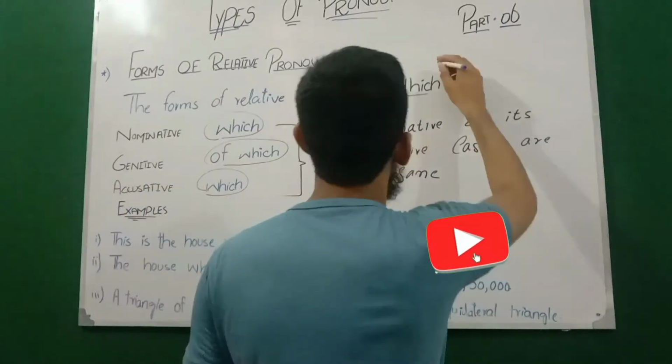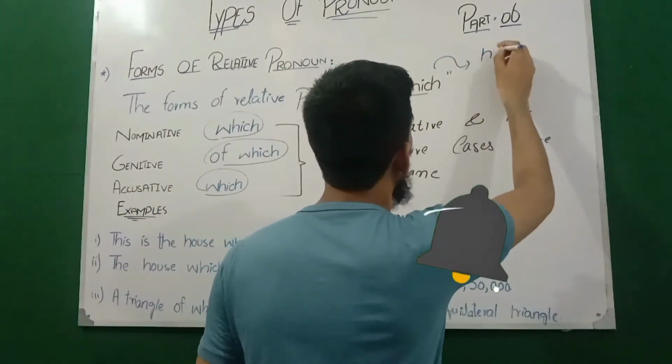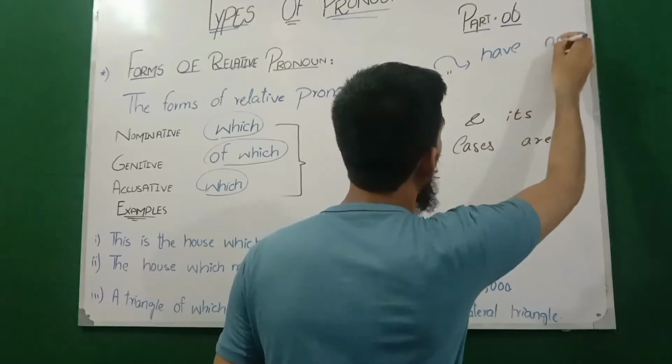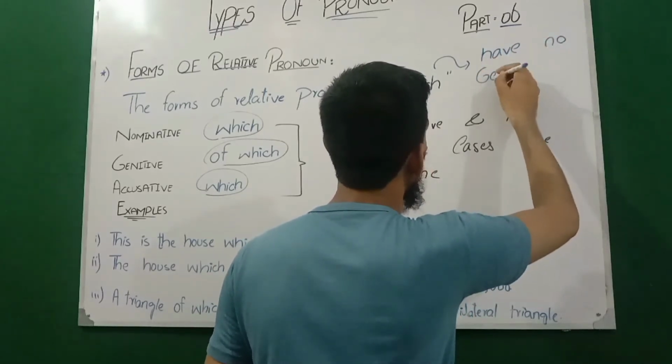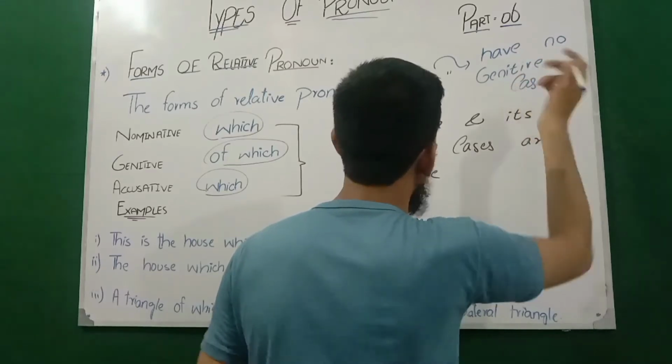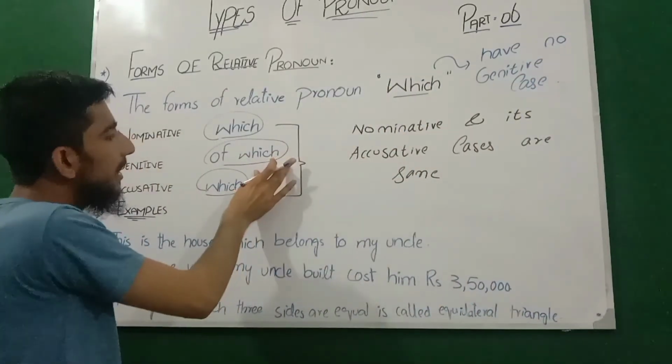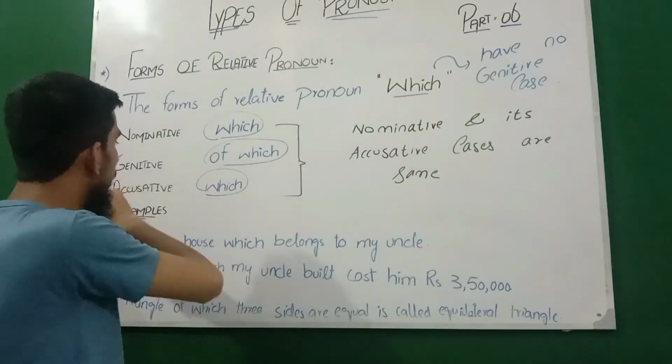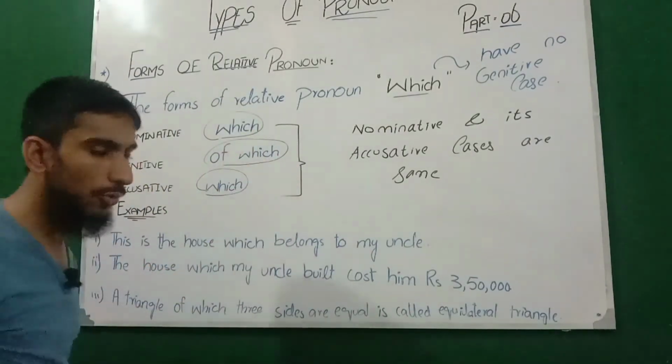In modern English, "which" has no genitive case, but we'll discuss it in some of the older English, in classical English grammar, that the genitive case is "of which". Now through examples we'll learn.